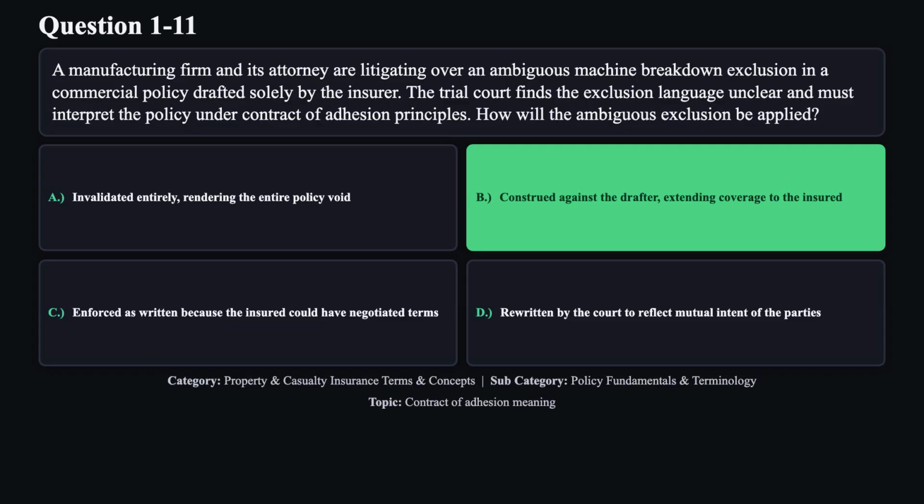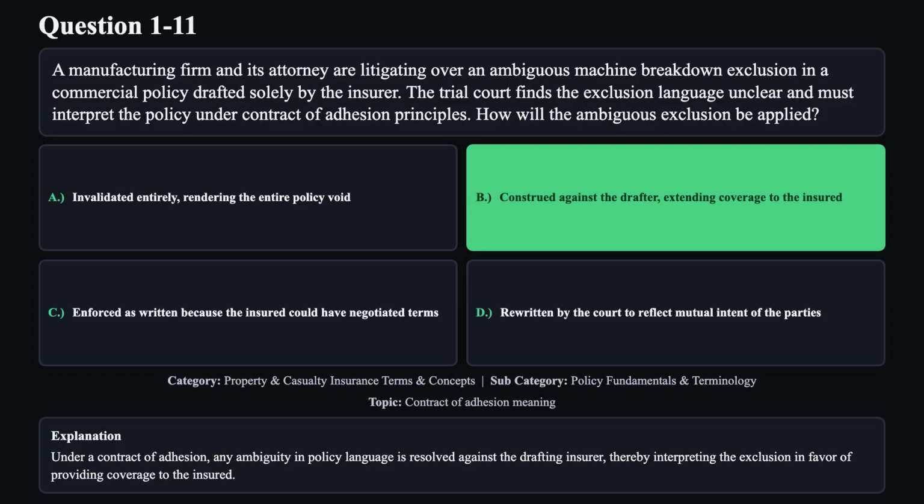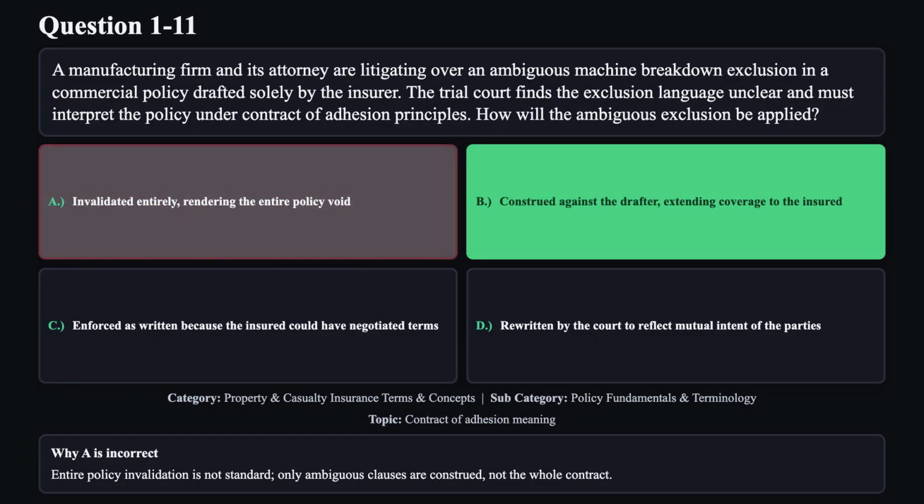The correct answer is B. Under a contract of adhesion, any ambiguity in policy language is resolved against the drafting insurer, thereby interpreting the exclusion in favor of providing coverage to the insured. Reason A is not correct. Entire policy invalidation is not standard. Only ambiguous clauses are construed, not the whole contract.